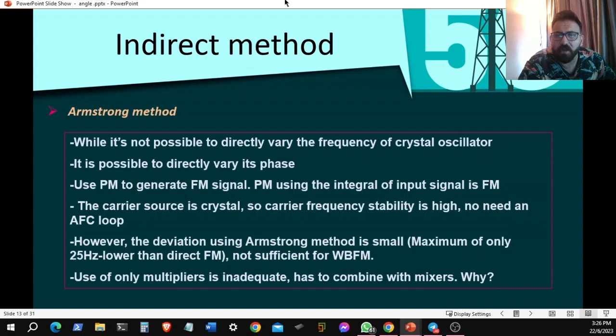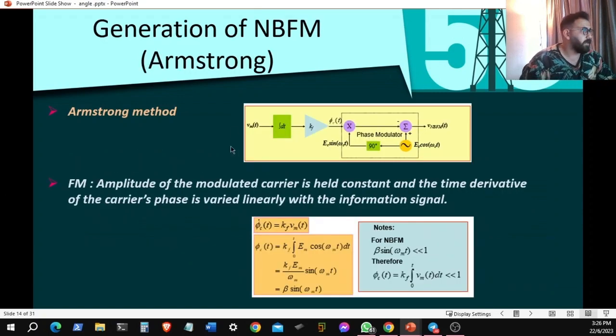However, deviation using the Armstrong method is small, maximum only 25 Hz, lower than direct FM, which means it is not sufficient to be used as wideband. Use of only multipliers is inadequate and has to be combined with mixers. So since we have this issue, using multipliers isn't enough. We have to use mixers. Okay. The Armstrong method is elaborated here in the figure, and the FM amplitude of the modulated carrier is held constant, and the time derivative of the carrier's phase is varied linearly with the information signal.